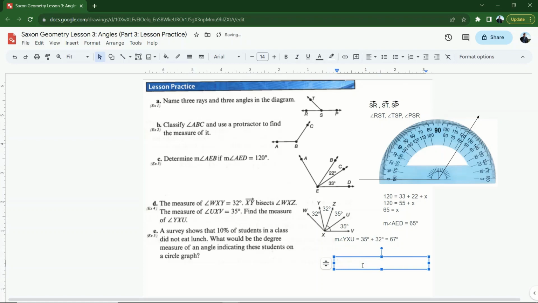A circle has 360 degrees. So if a circle is 360 degrees and I'm showing a wedge that's 10% of that, I'm going to do 360 times 10%, or times 0.10, right? 360 times 0.1 is just 36, and it's going to be 36 degrees as an answer. All right, those are the lesson practice problems. You're now ready to do numbers 1 through 30 for this assignment.